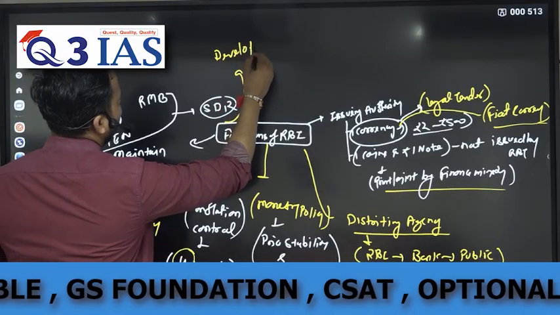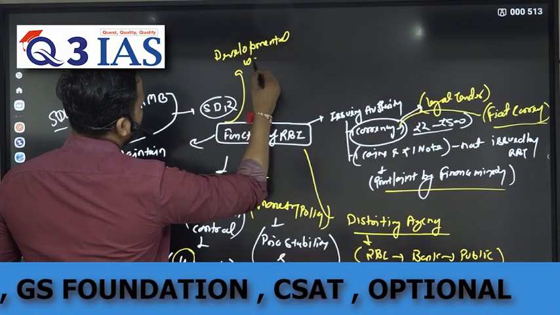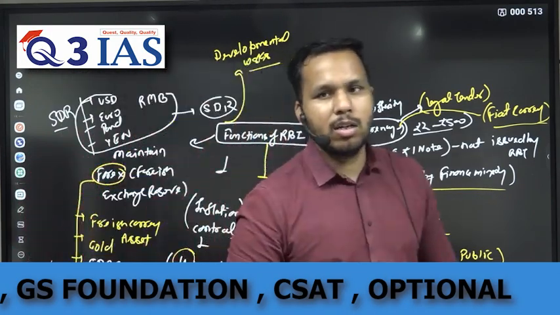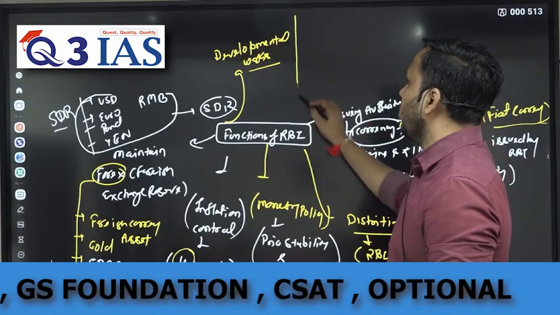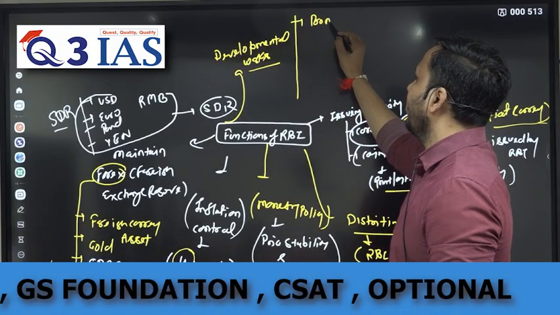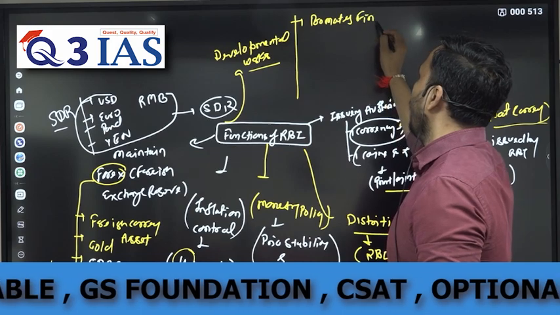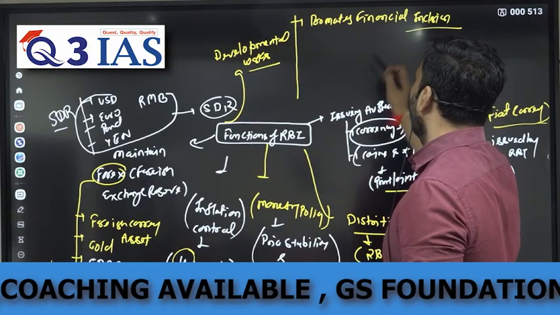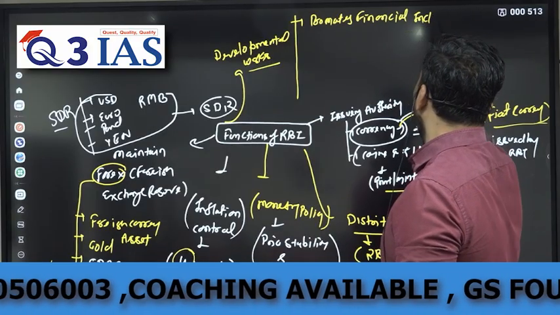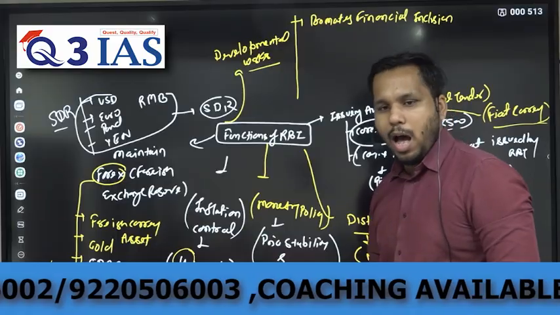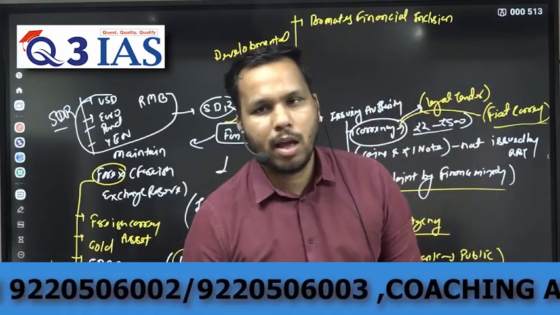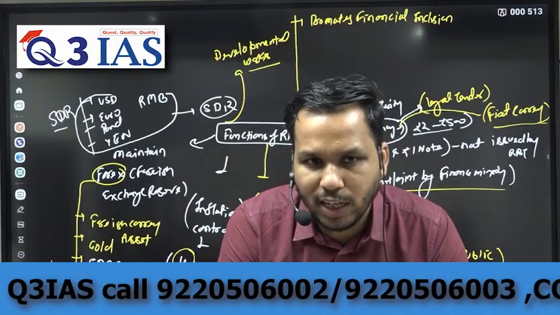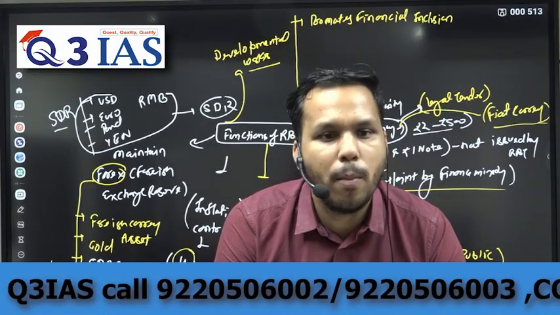The next is developmental works. What kind of developmental works can be done by the RBI? Tell me. First, promote financial inclusion. Financial inclusion. It means RBI promotes the financial inclusion. RBI will prepare the plans where RBI will try to connect the maximum population to the banking system.